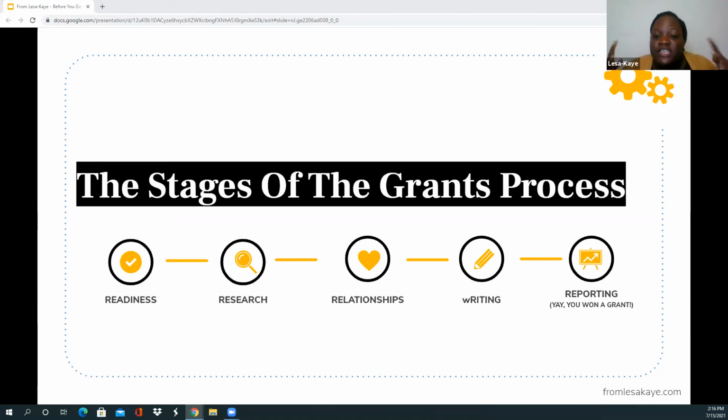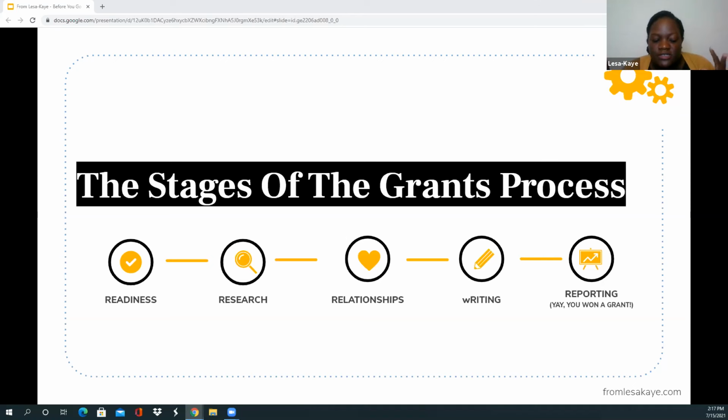So the stages of the grants process: there are 5 stages. The first stage is readiness. The second stage is research. The third stage is relationships. The fourth stage is writing. And the fifth stage is reporting. Now, every grant goes in this order. You have to go in this order. You can't skip any stages. And it's a cycle. So once you get to the end of reporting, you're going to go back through readiness again.